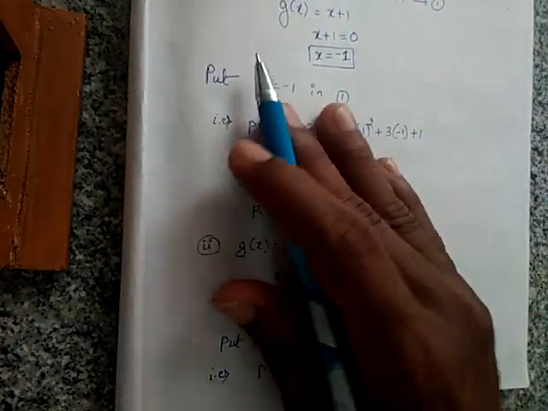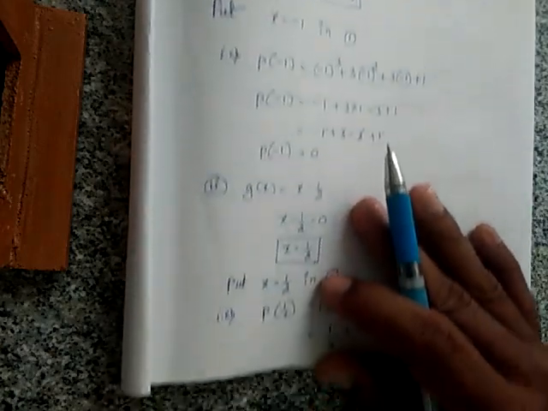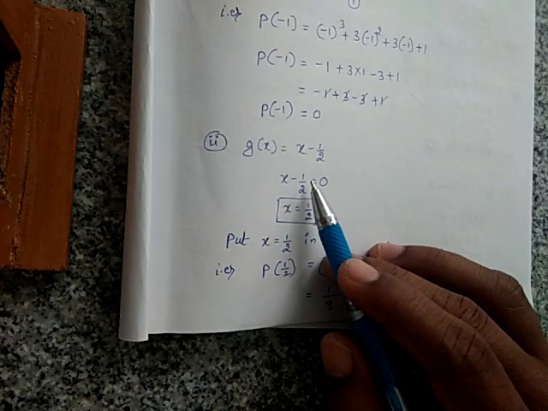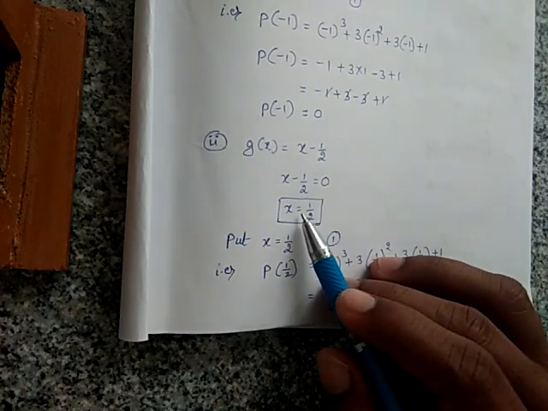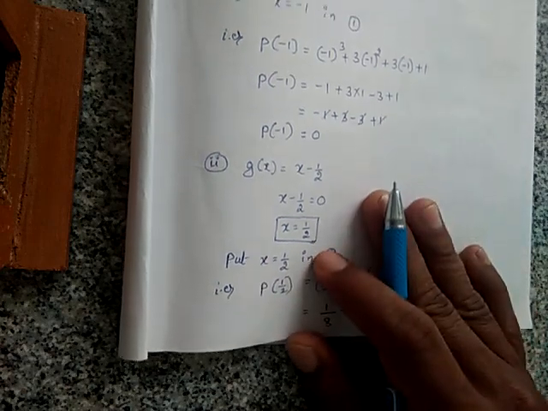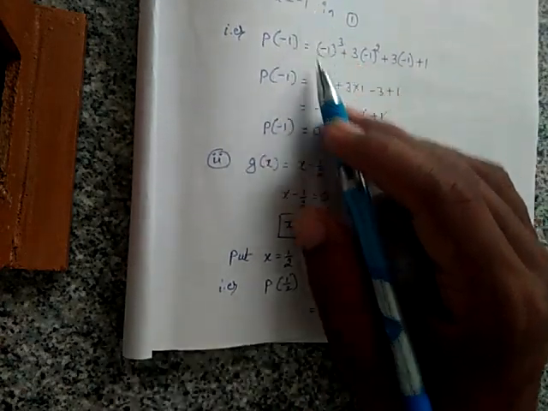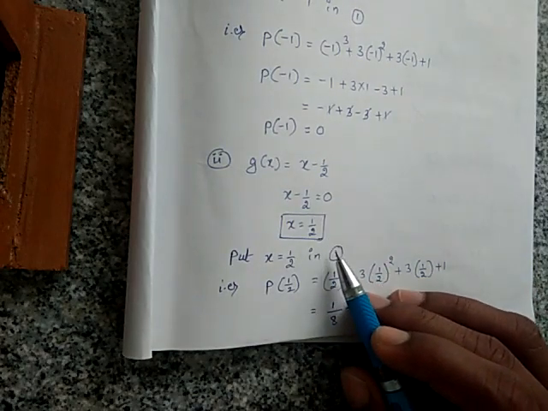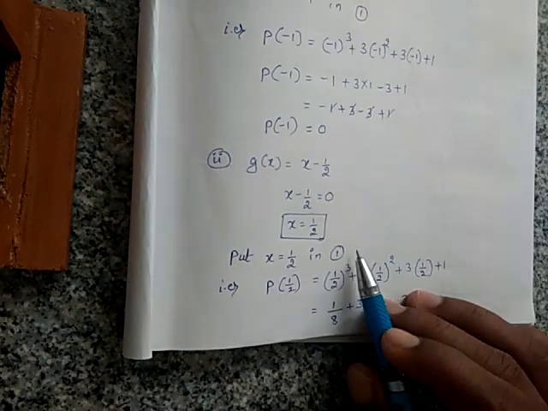Okay, similarly we will go for the second question. What is the second question? x minus 1 by 2. So g of x is equal to x minus 1 by 2. If we equate it with 0, x minus 1 by 2 is equal to 0, you will get x is equal to 1 by 2. As we substituted x is equal to minus 1 in the given polynomial, here also we need to substitute x is equal to 1 by 2. Okay, my dear students, now put x is equal to 1 by 2 in polynomial 1.